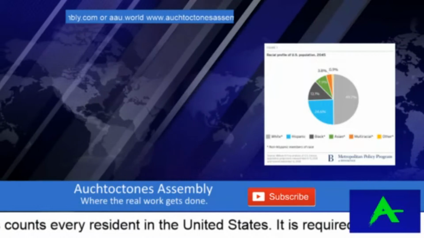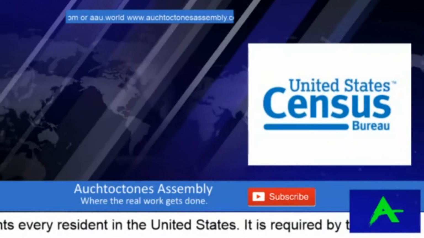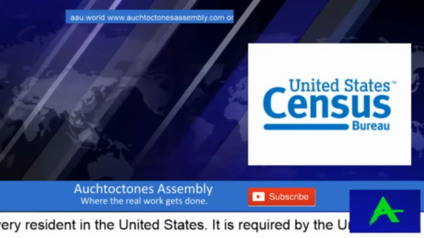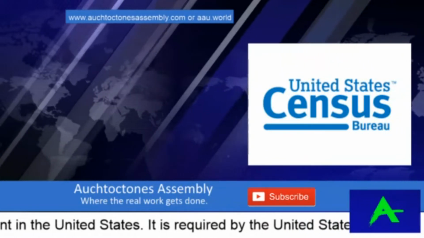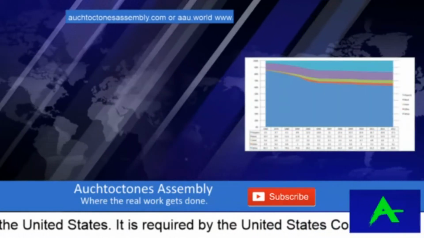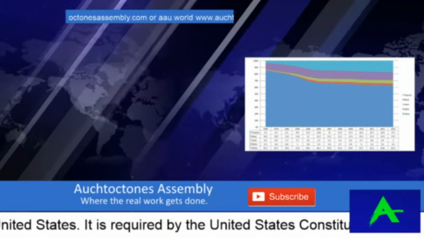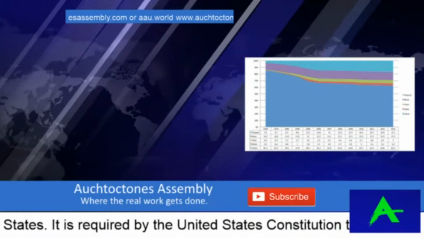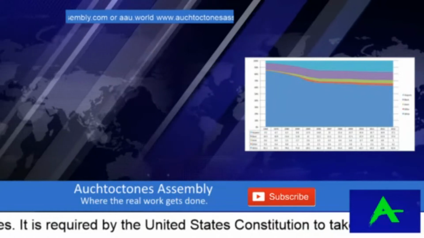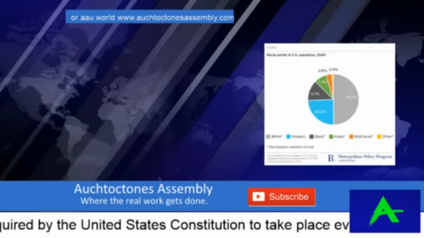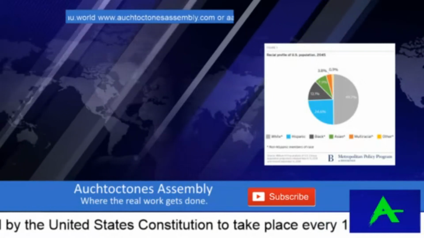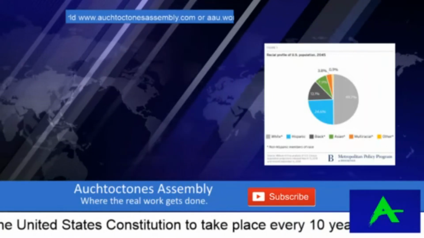Right to privacy. To protect the privacy of U.S. citizens, the Census Bureau does not release specific census data to the public for 72 years. Individual census data from the 1940 census will be made public in 2012. Individual census data from the 2010 census will be made public in 2082.